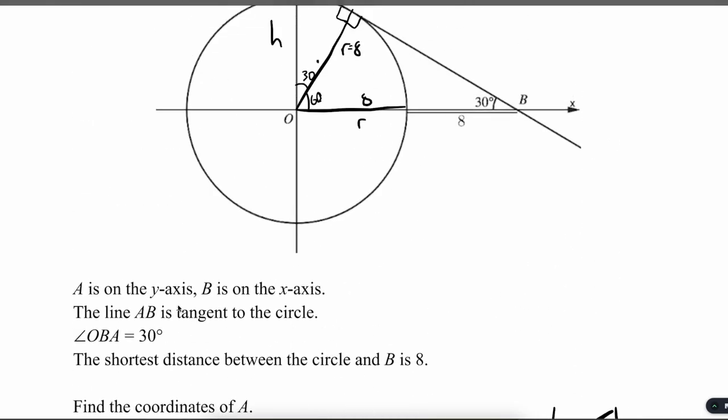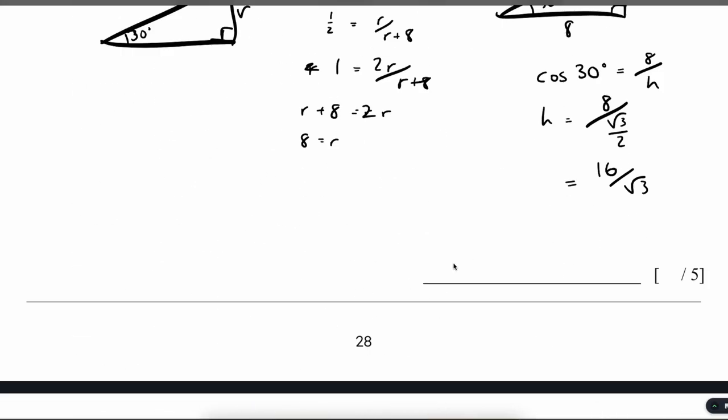And we need to find the coordinates of A. So as a coordinate, the x-coordinate is 0, and the y-coordinate is 16 over root 3.